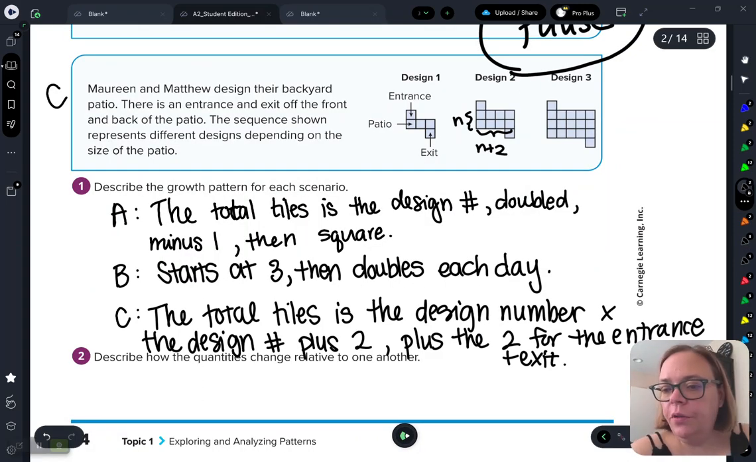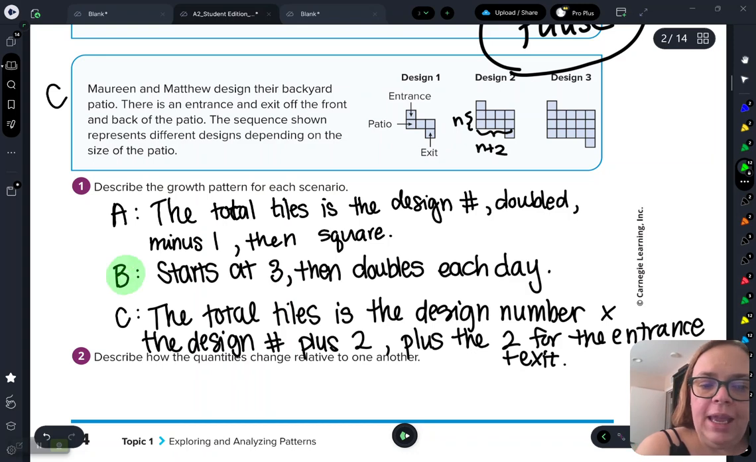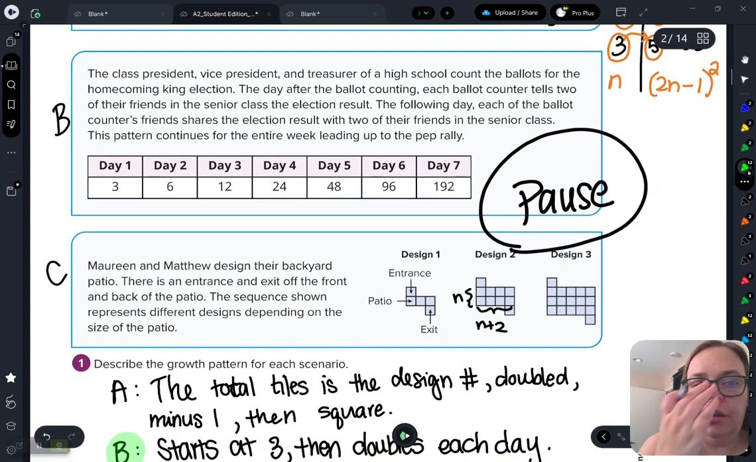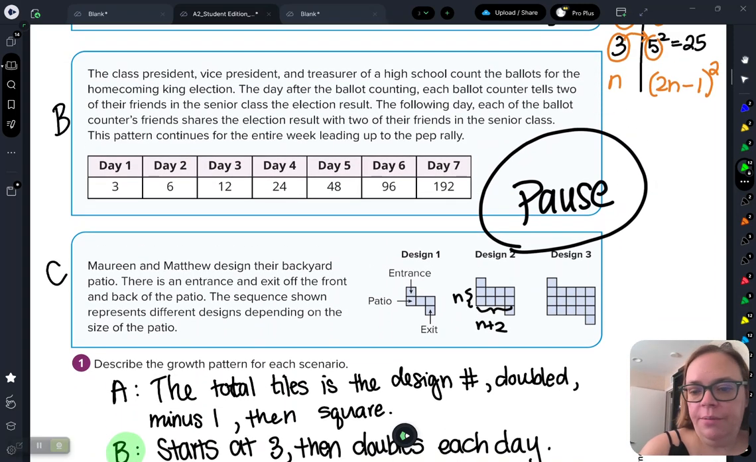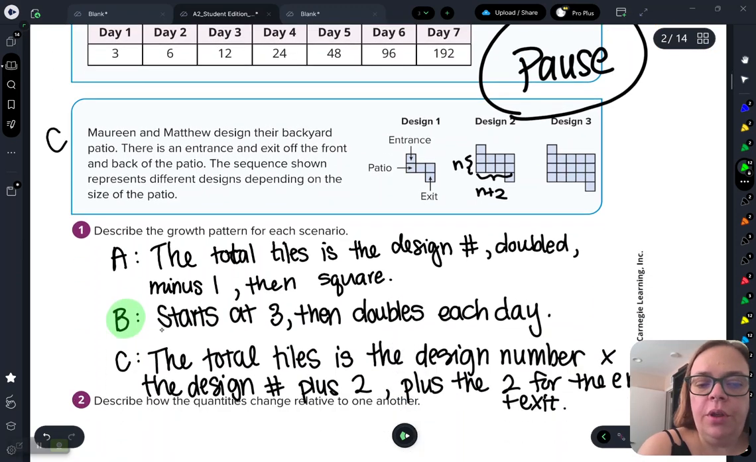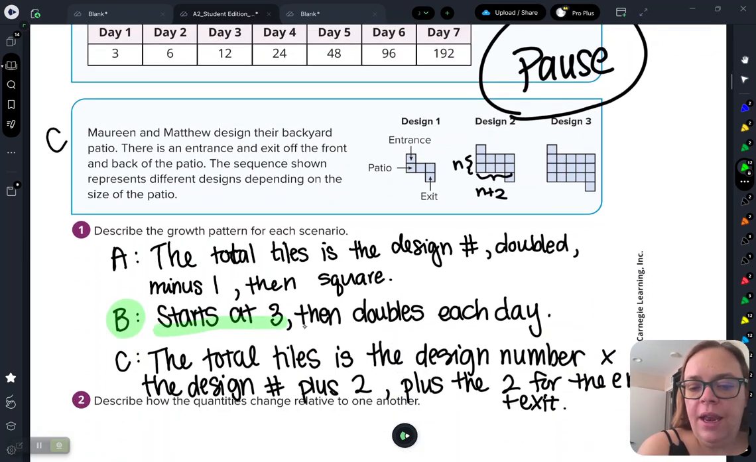Okay, so for B, which was our election, we started with 3 people, and then they each told 2 people, so it doubled each day. So the number of new people who found out about the secret doubled each day, but it started at 3.